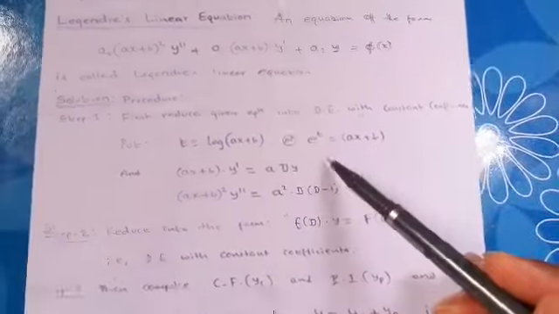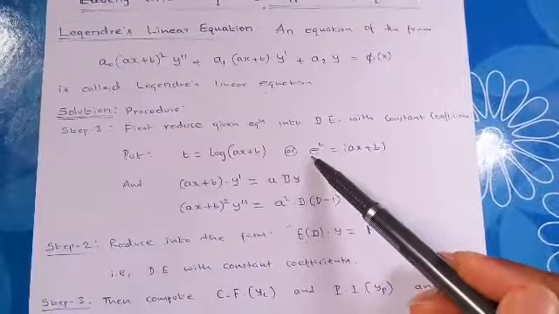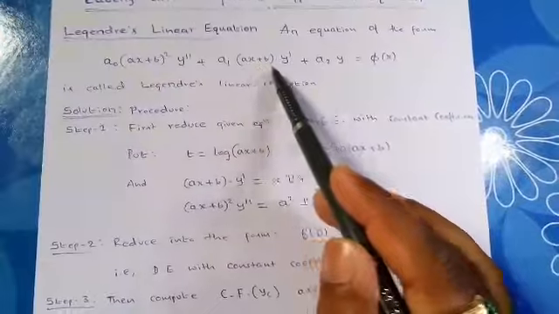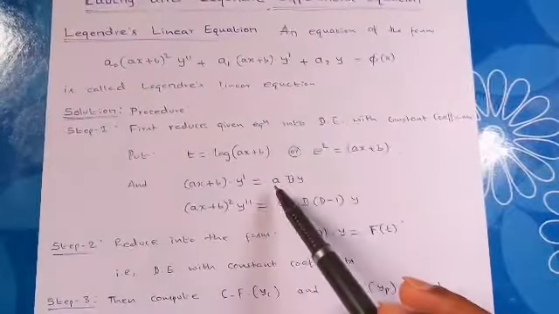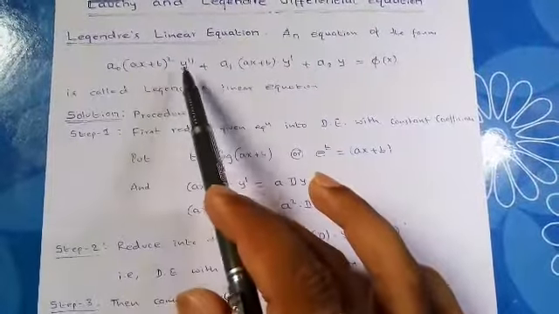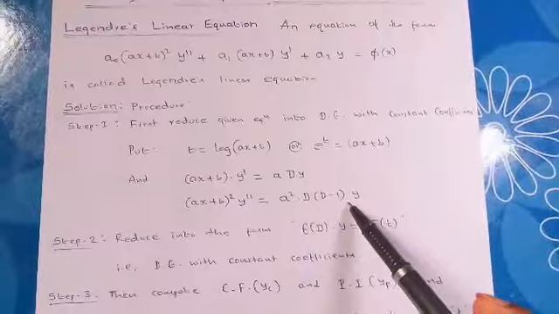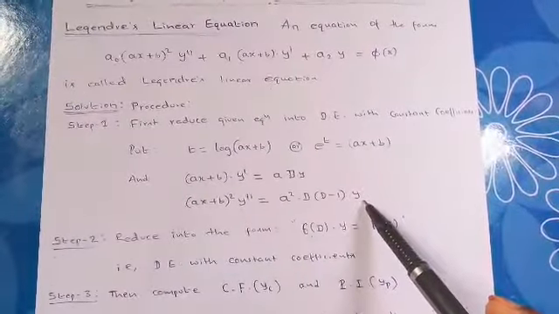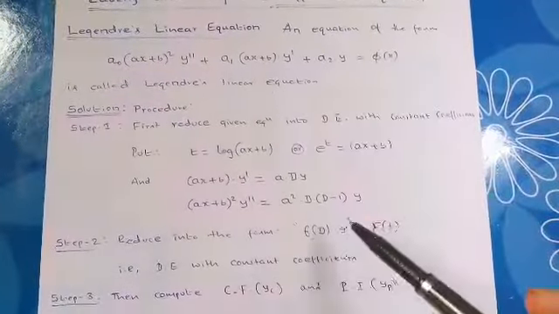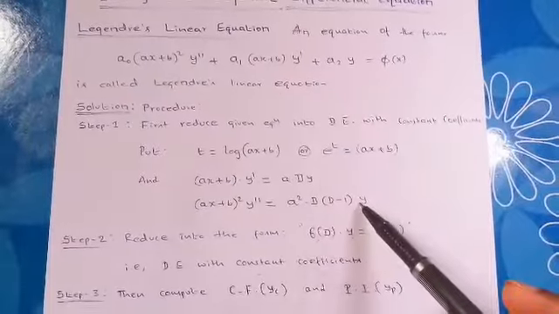By taking the substitution ax+b = e^t, we get (ax+b) y' = a D y, and (ax+b)^2 y'' = a^2 D(D-1) y. Is it clear? We reduce this Legendre equation into a differential equation with constant coefficients by taking this substitution.